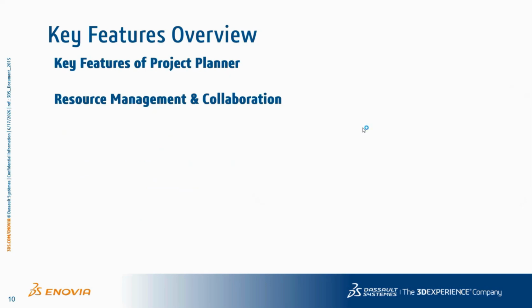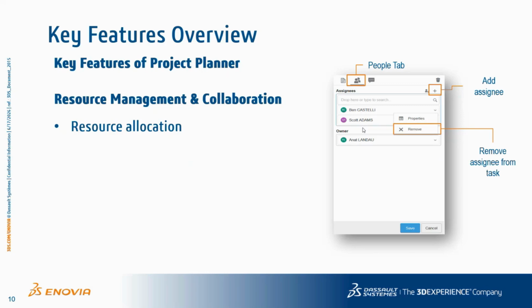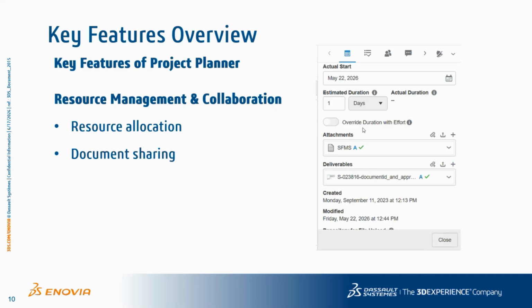Then comes resource management and collaboration. In this resource management, each leaf task which you create as a part of your work breakdown structure can be assigned to a particular assignee. You can add that particular task to one or more assignees here, and you have an option where you can remove a particular assignee from a task as well.